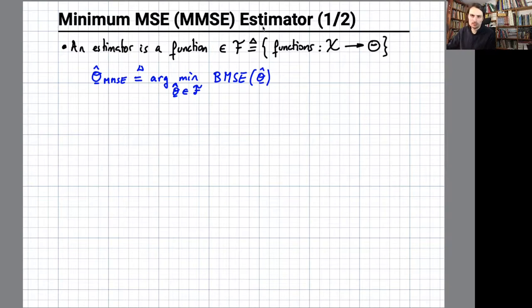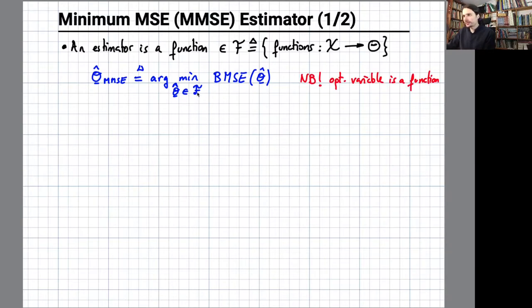Okay. So note that we are minimizing the BMSE, but we refer to this estimator as the minimum MSE estimator. We are not saying minimum BMSE estimator, as one could think. These are historical reasons, but there's no ambiguity here, because, as we remember from one of the first lectures of this course, there exists no estimator that minimizes the classical MSE. And therefore, whenever we hear the term MMSE estimator, we know that we are talking about a Bayesian estimator and that we are minimizing BMSE.